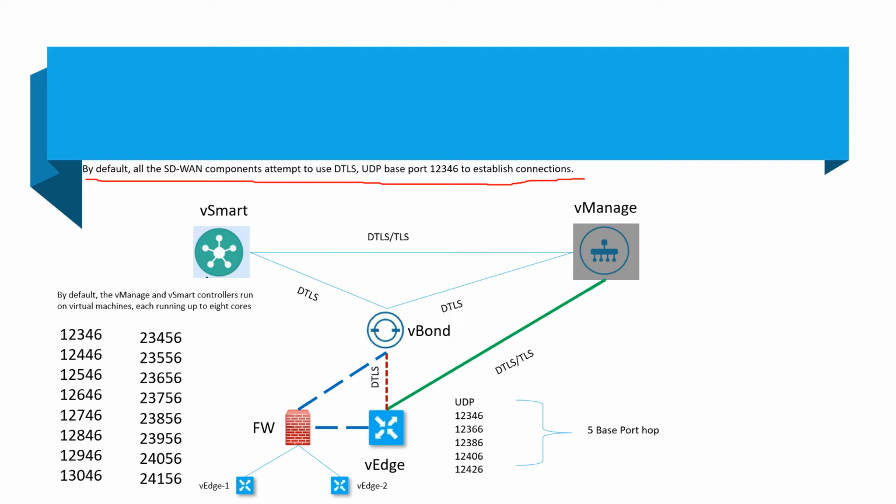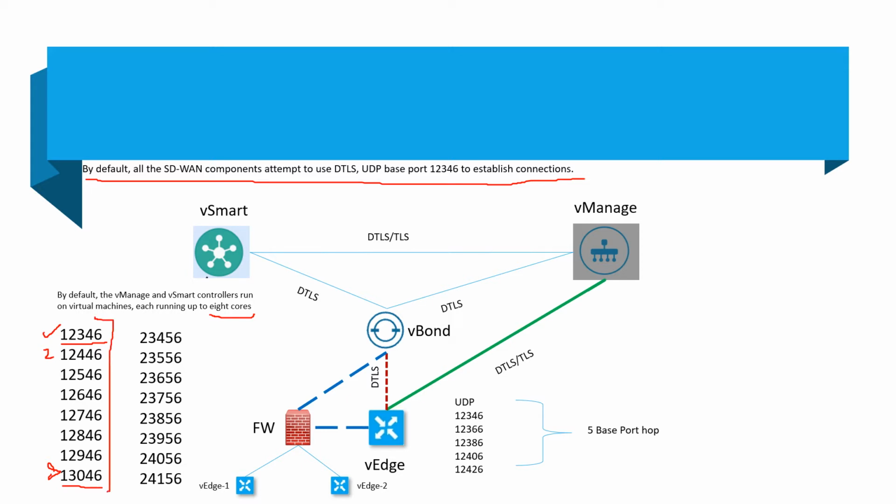However, there is a small catch. By default, the vManage and vSmart controllers run on virtual machines, and they might have vCPUs allocated, and that can be maxed up to 8 cores. And now the port will depend on what core is being used. So for example, if you're going to establish a connection to vSmart, and if the first core is being used, your port is going to be the default 12346. Similarly, if you go for the second core, this is the port, and if you go for the eighth, the port is going to be 13046. And this is for the UDP when we talk about the DTLS.